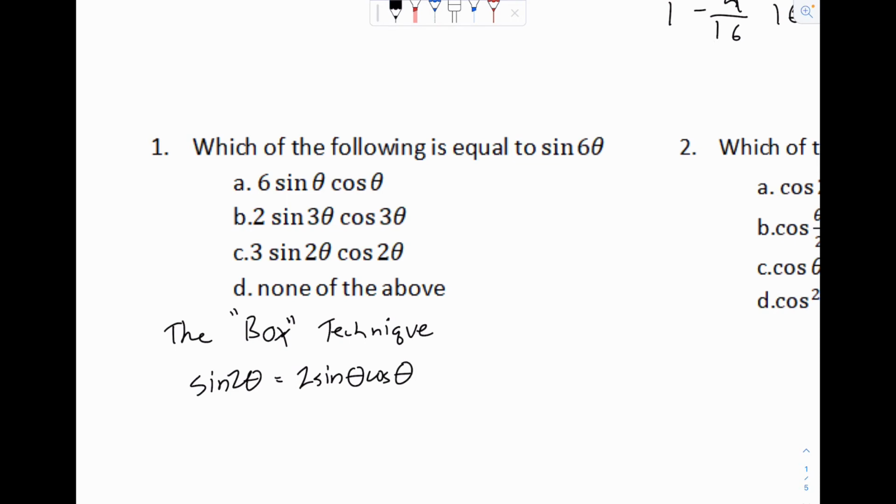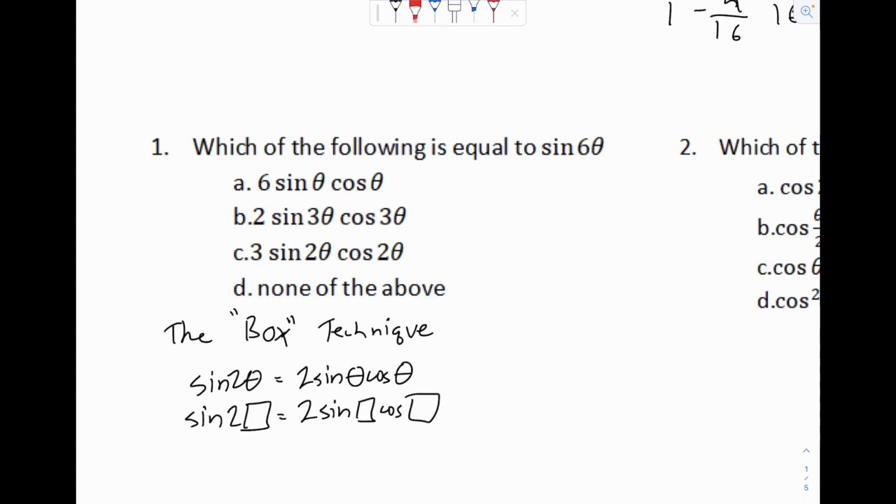So all of you are at a point now where you need to understand that this theta is theoretically anything. So you want to write sine of 2 times a box is 2 sine box cosine box. Meaning this variable theta, we're going to open our minds and think anything could be in this box.